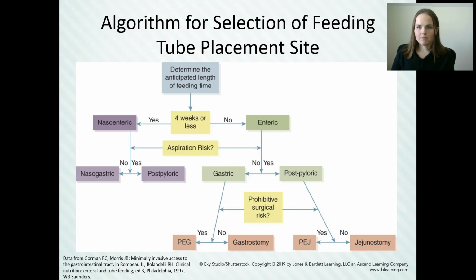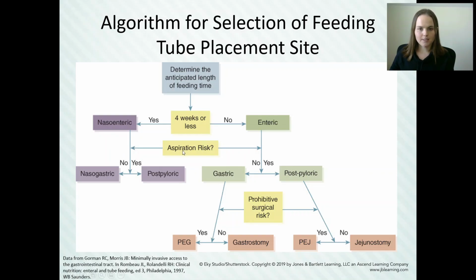There is an algorithm for selecting feeding tube placement. As always, you should use your clinical judgment, but I think this is a good place to start. You'll see that our textbook uses the basis of anticipating the length of feeding time for 4 weeks or less, and then you could just follow that flow sheet. If we go over to the left, we anticipate, yes, they need it for less than 4 weeks. Then we would do a naso tube, so that would be either a nasogastric or a post-pyloric tube. Post-pyloric means just into the small intestine.